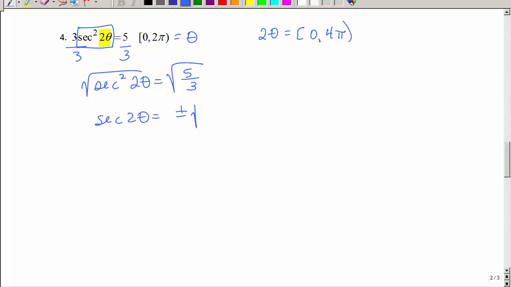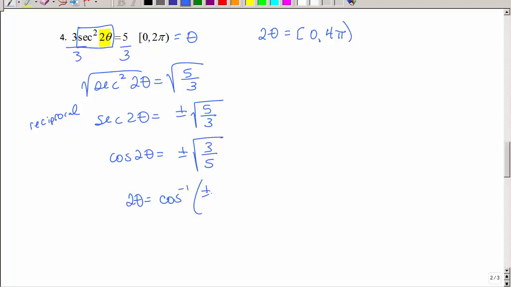Don't forget your plus or minus. Make sure that square root goes all the way over the whole fraction. And at this point, again, kind of like on problem number 2, if you're not feeling comfortable with secant, take the reciprocal of both sides. So that would give me the cosine of 2 theta. And if I flip this one, this is going to be plus or minus the square root of 3/5. So 2 theta is the inverse cosine of plus or minus the square root of 3/5.